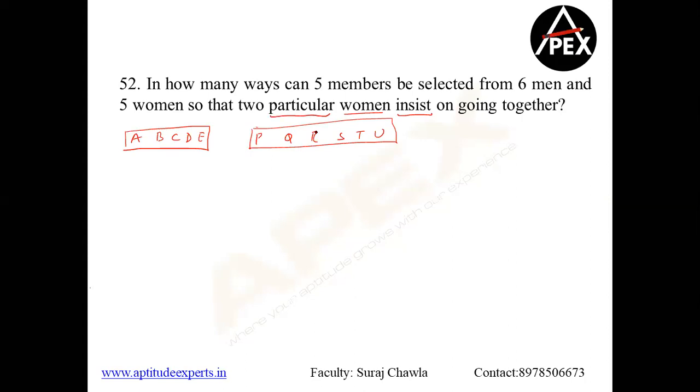Now I went and I spoke to A. So A said, I will come, but you also have to take B along. This is what is called insisting. I will come only if you bring B with me. So just A and B, again I repeat, I've identified those two particular women. So A and B have been picked up. Clear?